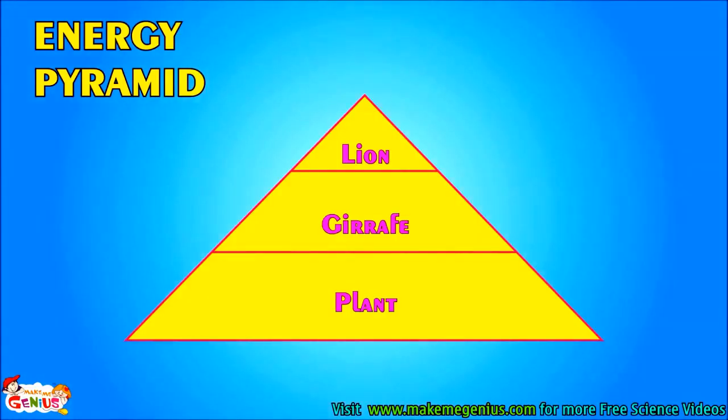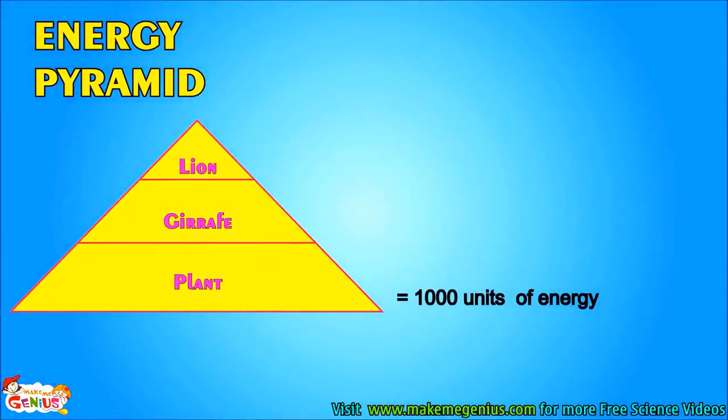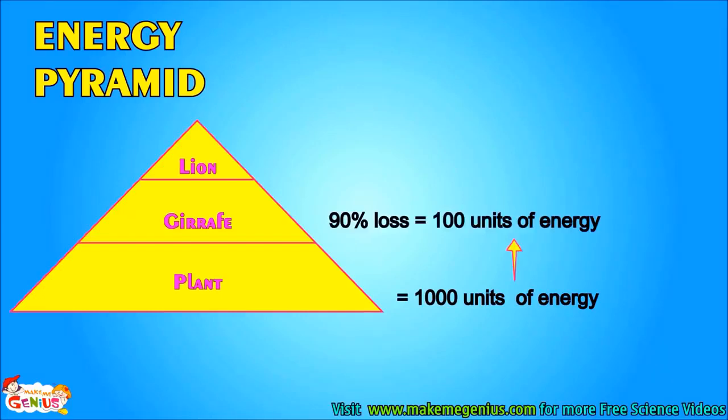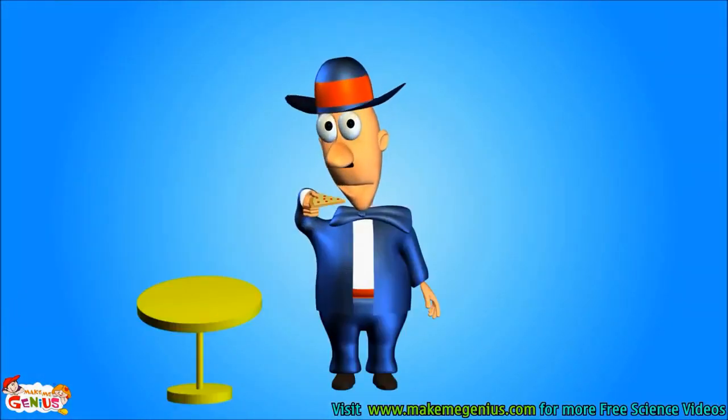Look at this pyramid. It is called energy pyramid. This shows that energy available becomes lesser and lesser as we move to the top of food chain. To understand energy pyramid, let's assume plants absorb 1,000 units of energy from sun. When giraffe eats it, 90% energy is lost, so giraffe only gets 10% of energy. This means energy transfer from plant to giraffe is 10% of 1,000 units of plant energy, which is 100 units. Now when lion eats giraffe, 90% energy is again lost, and lion gets only 10 units of energy. So, now you know more about food and energy.